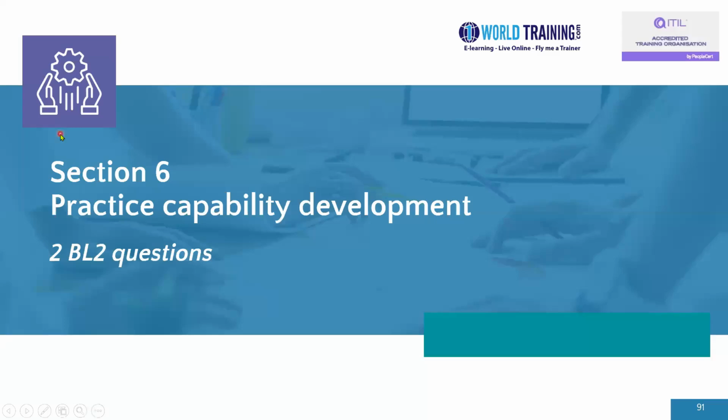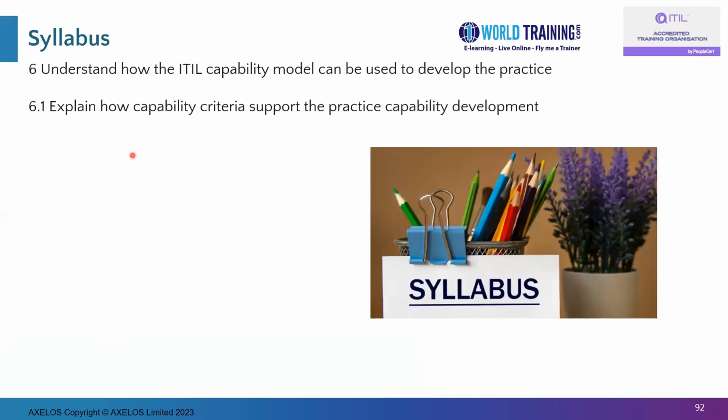Welcome to Section 6, Practice Capability Development for the Service Request Management Practice. In the exam, there will be only 2 questions of the 20 total from this topic. Both will be understanding questions. We will first understand the ITIL capability model with its 5 levels of capability, and then associate the capability criteria from that model for this practice.